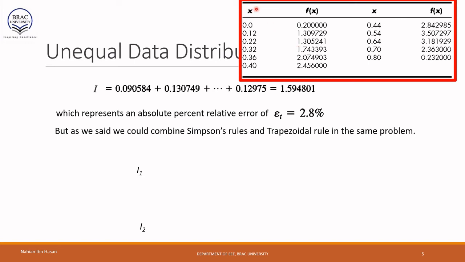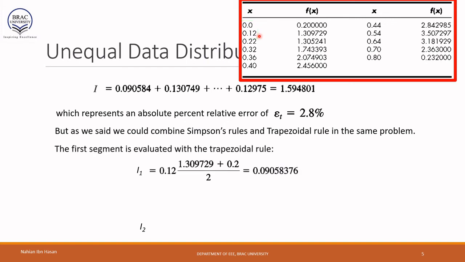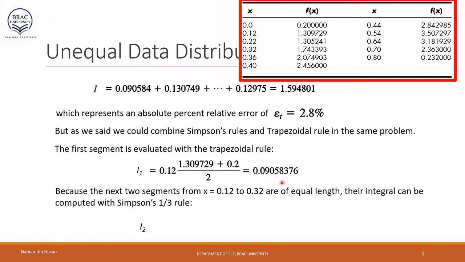So in the first segment we just apply the trapezoidal rule. So what will happen if we apply the trapezoidal rule? The first segment will have an area of 0.090583, and in this, let's see the next two segments.